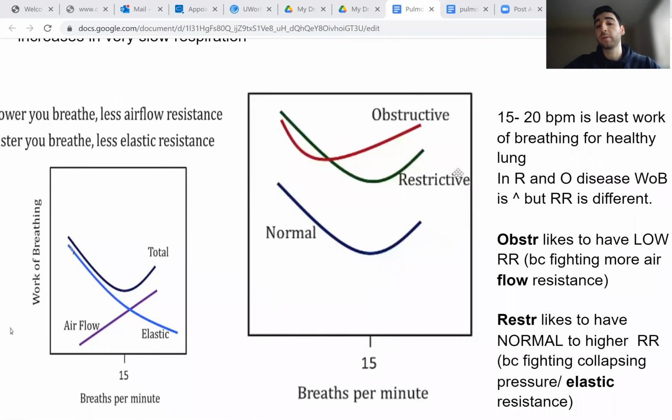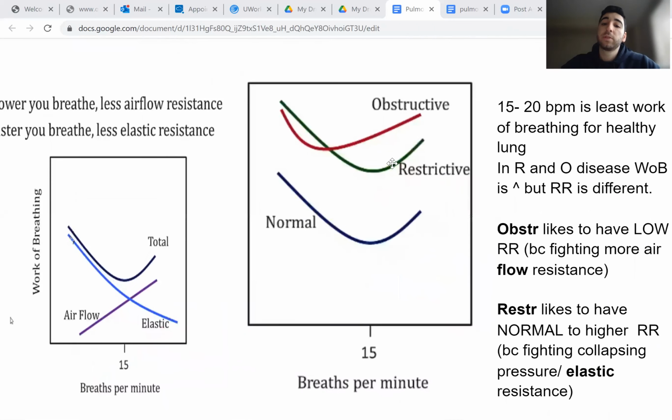Now let's talk about restrictive diseases. So in patients with a restrictive lung disease, they want to take faster breaths. And the reason for that is they don't want their airways to collapse in on themselves. So since they have a lot of fibrosis in their lungs that want to collapse in, they want to prevent that from happening. So the faster they breathe, the easier it is for them to prevent that from happening.